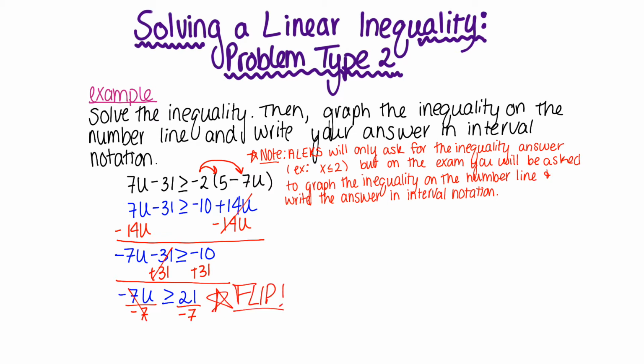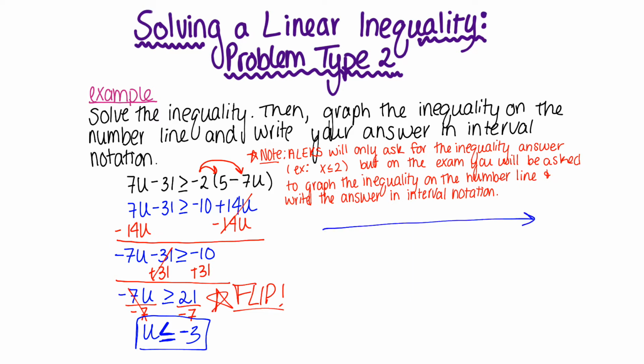So we did not need to flip up here because the negative 2 was already there. But when we physically divided both sides by negative 7, that causes a situation where we have to flip it. So instead of it pointing towards the right, it's going to point towards the left. All you're left with is a u. 21 divided by negative 7 is going to be negative 3. So u less than or equal to negative 3 is going to be the answer Alex is looking for.